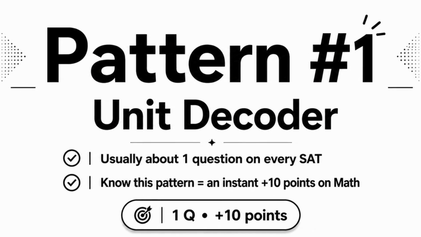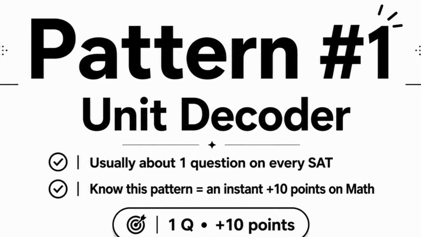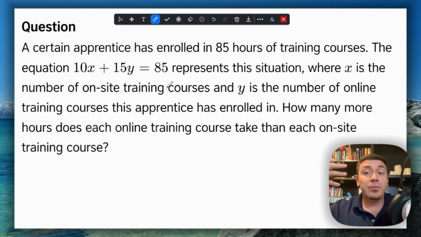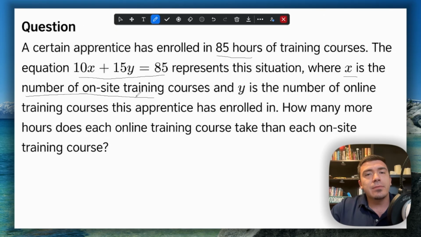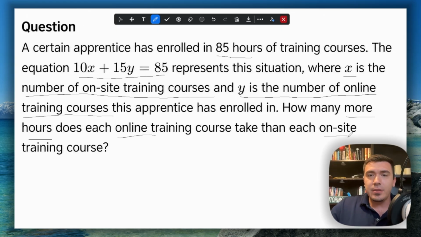Pattern number 1 is the unit decoder, and this pattern shows up about once every test. So if you know this pattern, you'll be able to get about 10 extra points every single test. This question says a certain apprentice has enrolled in 85 hours of training courses. The equation 10x plus 15y equals 85 represents a situation where x is the number of on-site training courses and y is the number of online training courses this apprentice has enrolled in. How many more hours does each online course take than each on-site course?